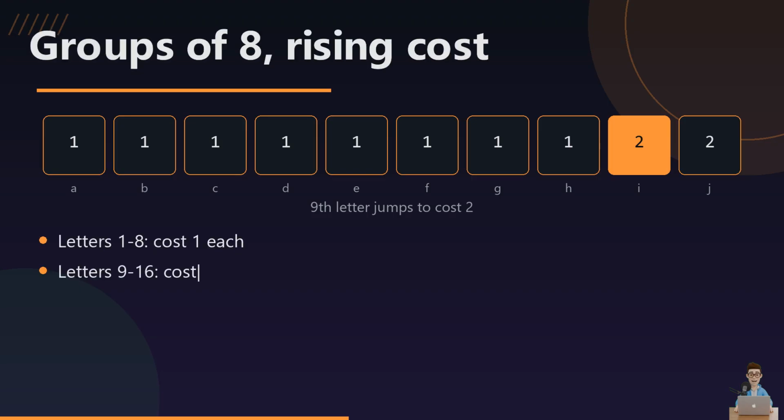Let's make this concrete. Split all the letters into groups of 8, in order. The first group of 8 letters each costs 1 push. The next group of 8 costs 2 pushes each. The group after that costs 3 pushes each, and so on. Look closely at that 9th letter in the picture. It just crossed into the second group, so its cost jumped straight from 1 to 2. This is the big aha moment of the whole video. The total cost is just each letter's group number, multiplied by how many letters are in that group.